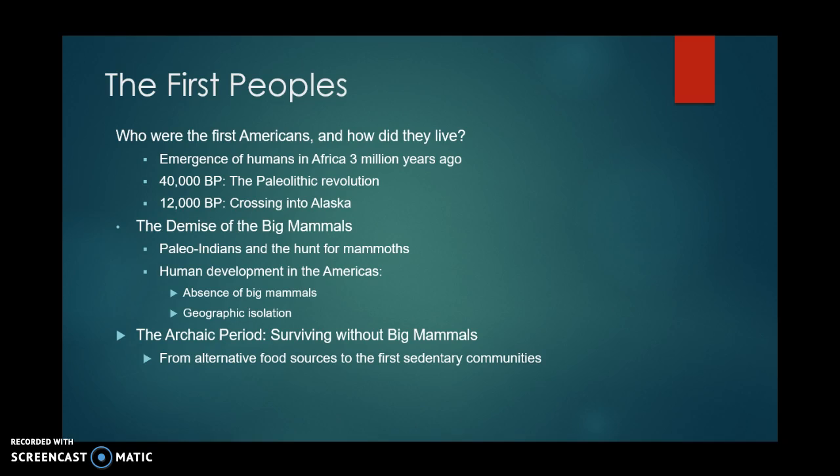There's also some evidence that they might have built some primitive canoes or primitive boats and sailed along the coastlines in order to get down into some of North America outside of Canada, starting to get down on the coast of North America.